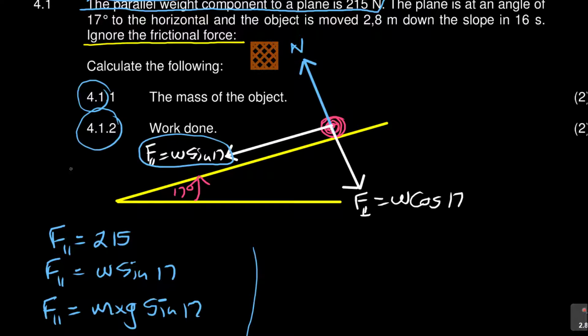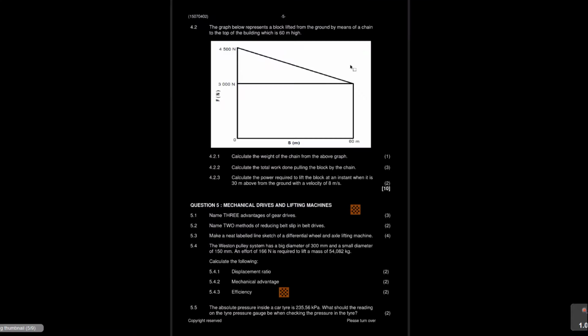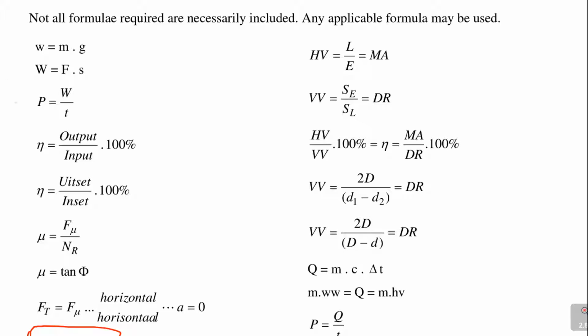4.1.2 Work done. Now what do you mean by work done? If I go to the formulas, it's very intensive on formula. This is the formula for work. Work is force times distance. That was weight is mass times gravity, but work is force times distance traveled.